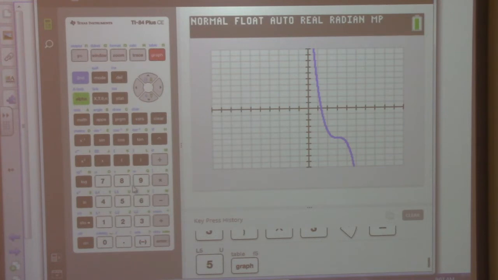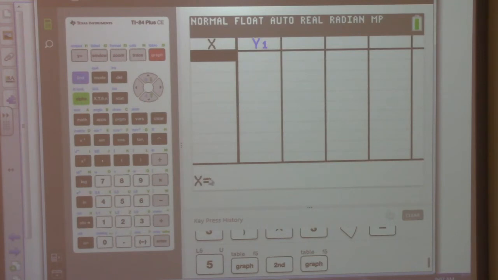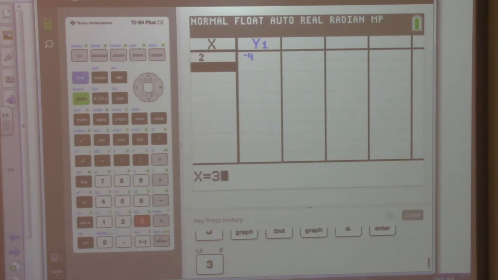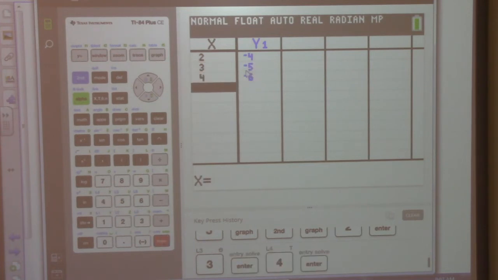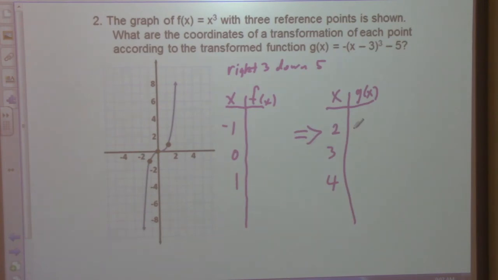But remember we moved those points? So 2, 3, 4, we can just put them in here. 2, 3, 4, and what do we have? We have our answers, don't we? So negative 4, negative 5, negative 6. So all we had to do was move these 3 to the right, and then we let the calculator do the heavy lifting, right?